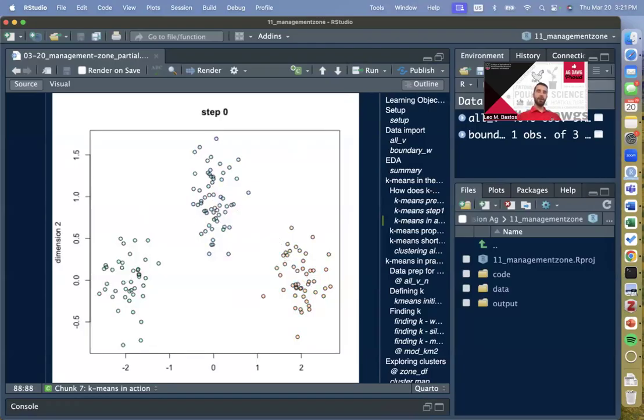But this is basically how k-means works. It is a distance-based algorithm that calculates distance from the center of the cluster to each observation, assigns membership, updates the center of the cluster, assigns membership, updates, assigns, until it reaches an equilibrium where the centers are not shifting anymore. And then at that point, the algorithm has succeeded and it stops.